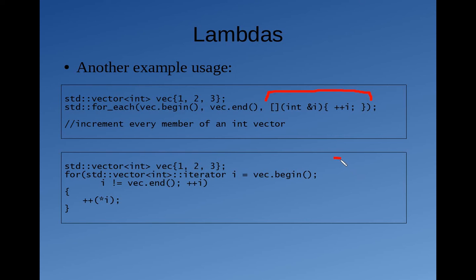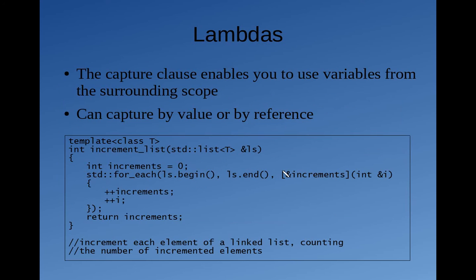Here you can see the equivalent code with an iterator-based for loop. It's a little bit uglier, mainly because we have this long type name for the iterator. We also have a dereference here before we increment, which is not as appealing to the eye. So let's talk a little bit about the capture clause. This is kind of a convoluted example, but it gets the point across.